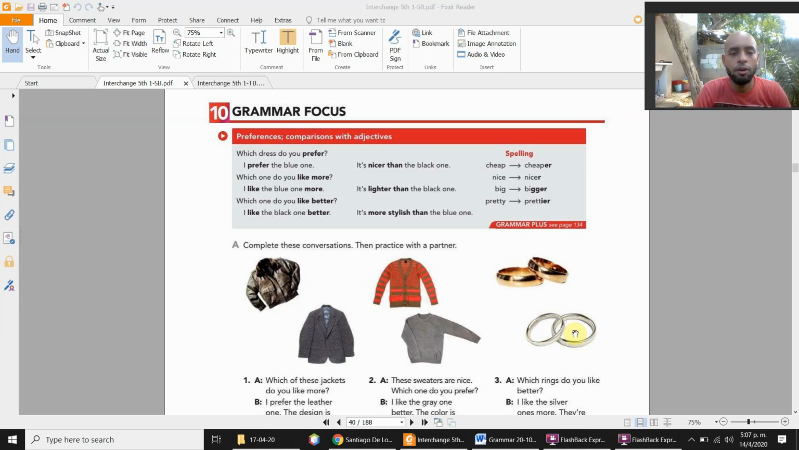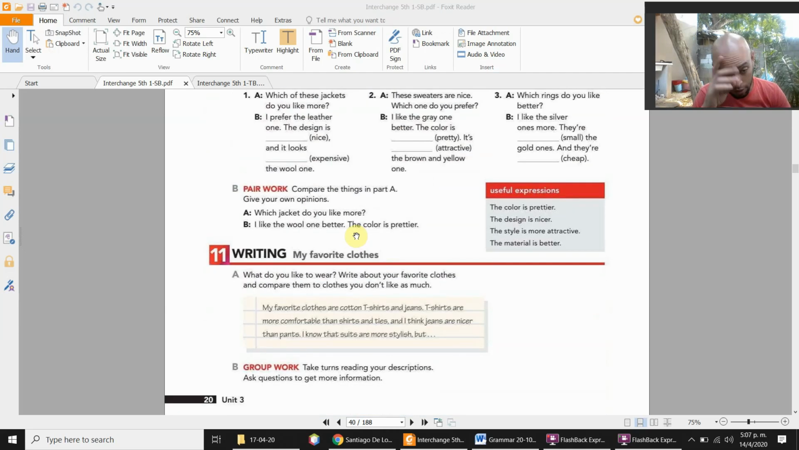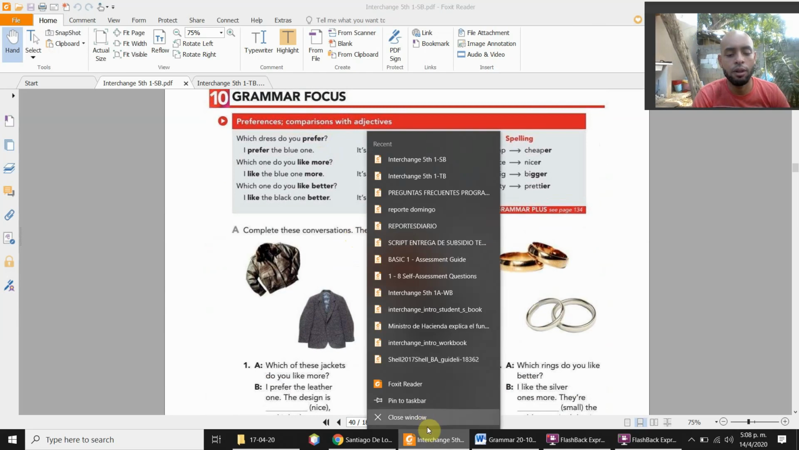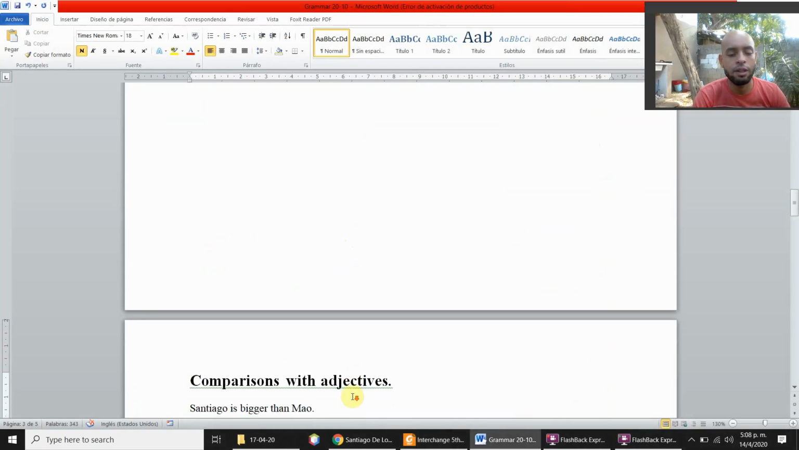In this video, we're gonna continue talking about the grammar on page 20 of the book. That's unit 3, page 20. We're gonna talk about comparisons with adjectives. Take a look at this sentence.